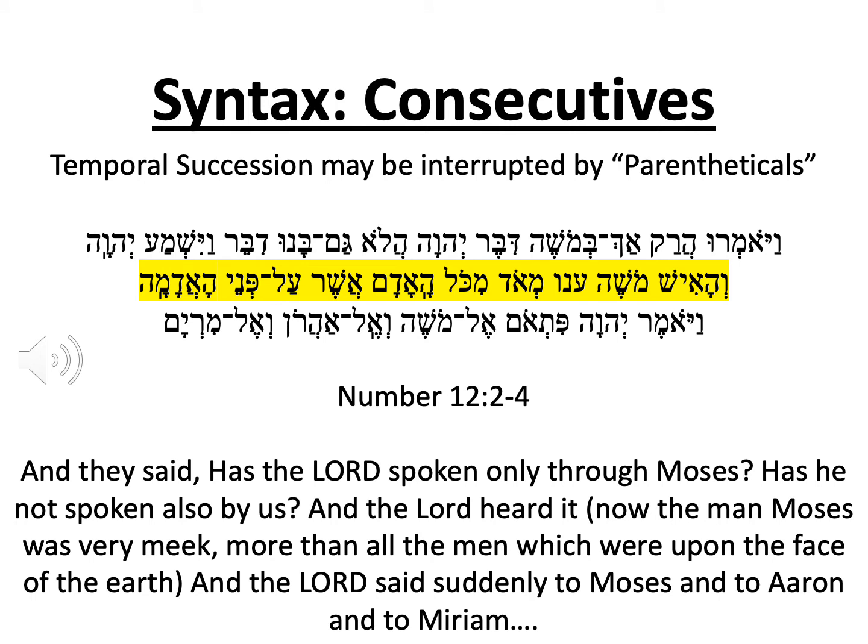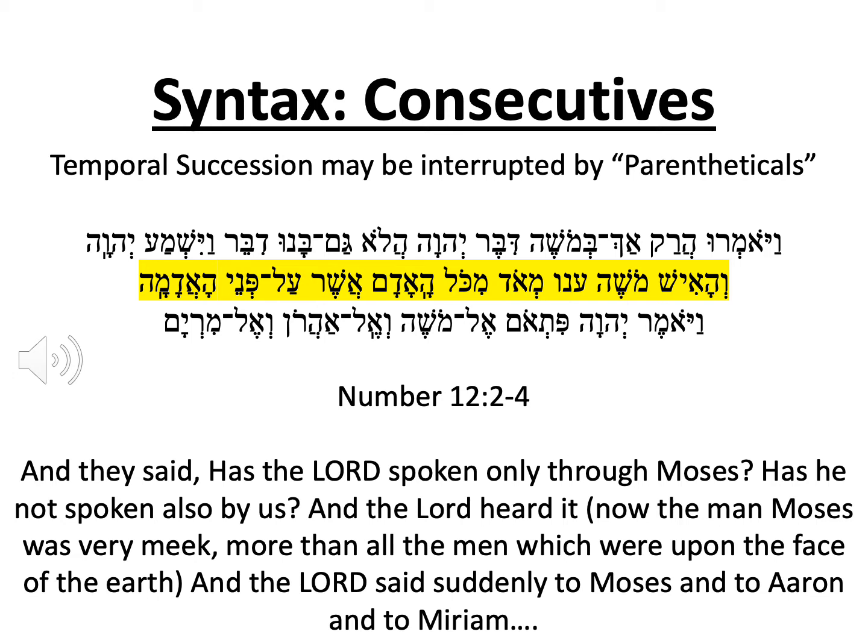Occasionally, the temporal succession of vayiktols will be interrupted by parentheticals, and yet after the parenthetical, the temporal succession will pick up right where it left off. So we have an aside here in Numbers chapter 12, verses 2 through 4, where we read that Moses was very meek, more than all the men which were upon the face of the earth, which takes place in the middle of the succession of them, that is Aaron and Miriam, saying, vayomeru, saying, does the Lord only speak through Moses? And after they have spoken, the Lord hears it, vayishma Adonai.